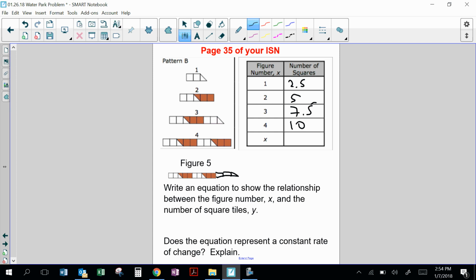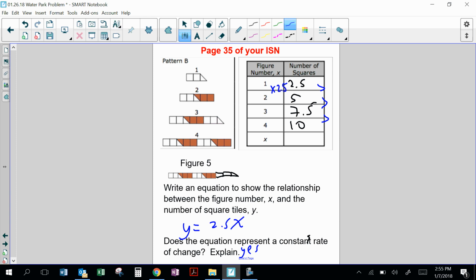Write an equation to show the relationship between a figure number x and the number of square tiles y. So what is the relation? Is it additive or multiplicative? What's the relationship between 1 to 2.5, 2 to 5, 4 to 10? I believe the relationship is multiplicative by 2.5. So it's y equals 2.5x. And does this show a constant rate of change? Yes, it does. Because if you look at the picture, every time we have another change in the figure number, it changes by 2.5 squares. We can see it through the picture that there's a constant rate of change.